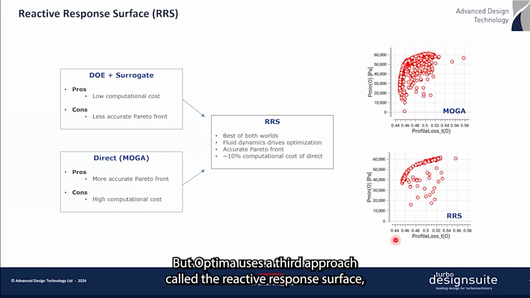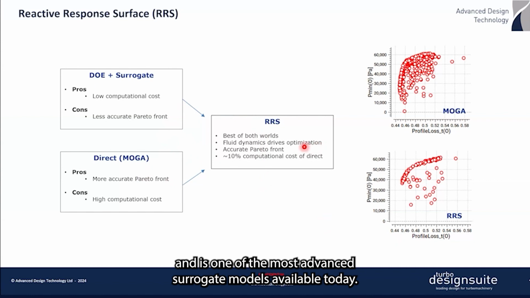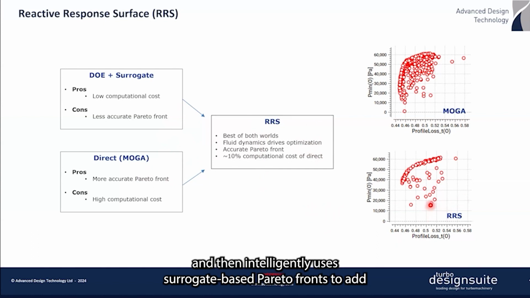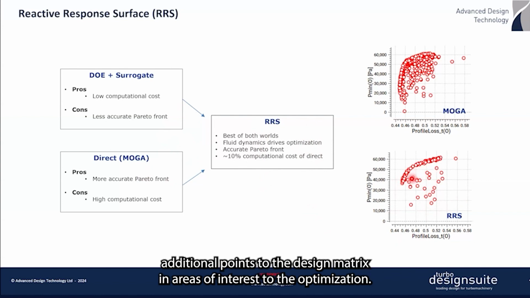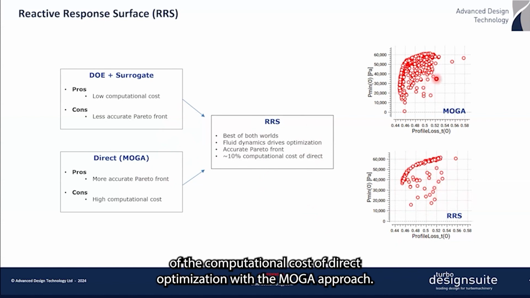But Optima uses a third approach called the reactive response surface, which takes the best of these two methods and is one of the most advanced surrogate models available today. So basically, it starts from a small design matrix and then intelligently uses surrogate-based Pareto fronts to add additional points to the design matrix in areas of interest to the optimization. And then this leads to a highly accurate Pareto front, but only at 10% of the computational cost of direct optimization with the MOGA approach.